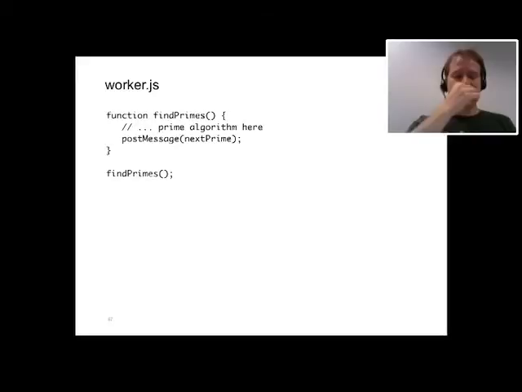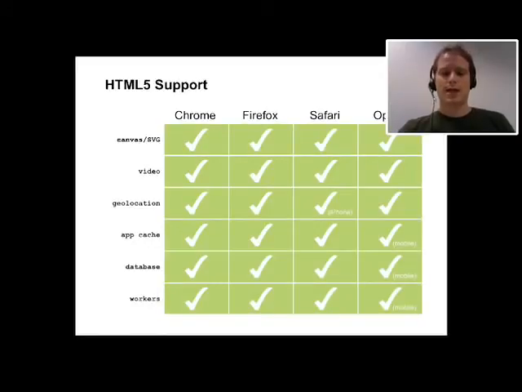Over on the worker side, you just provide JavaScript. Here we have a find primes method. We would plug a prime number algorithm in here. Once we find a prime number, we send a message over to the JavaScript side. And postMessage is a magic method that allows you to send something over to the browser. So it's really straightforward. You just toss these events back and forth. And this one is well supported as well. On Opera, it's only on the mobile edition, but web workers are already across Chrome, Firefox, and Safari.